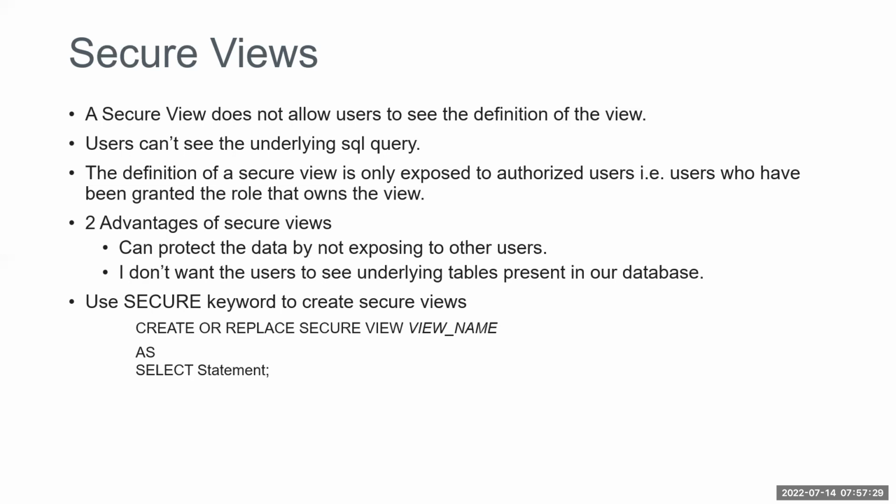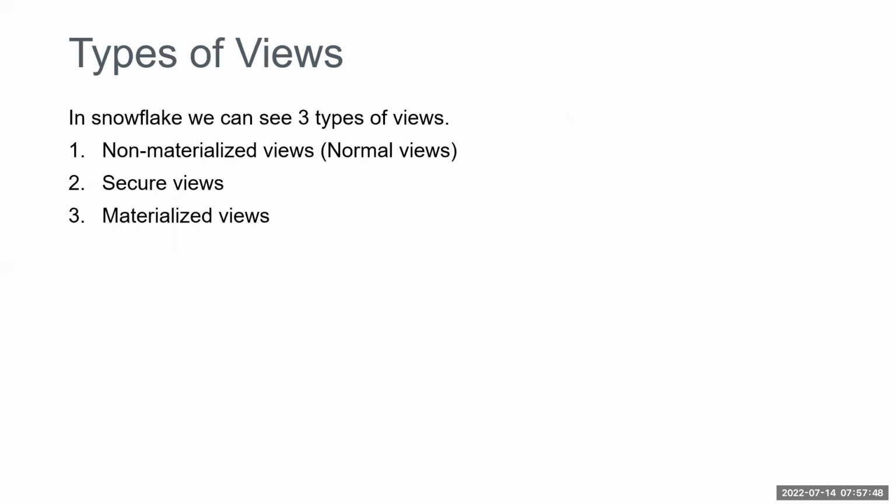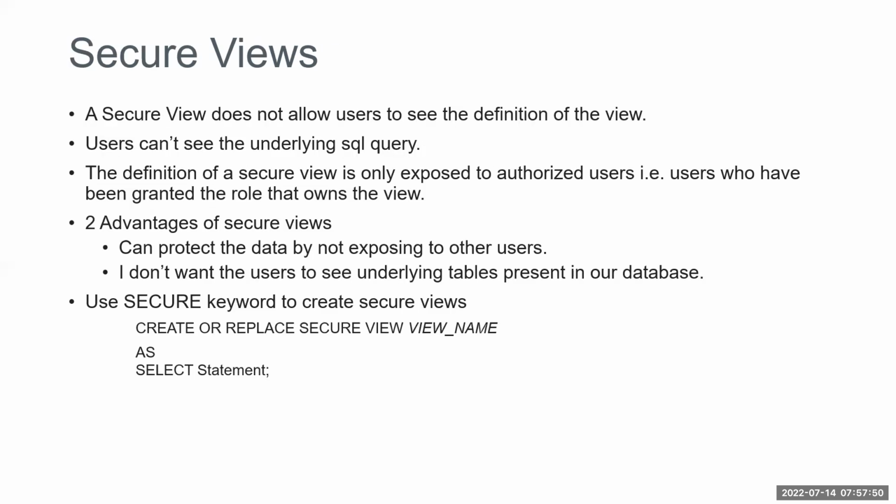So if we create a secure view, what will happen? He cannot see the definition, right? So he will not be aware of what tables are present in our database. These are the two main use cases of secure views, and mostly we create secure views in Snowflake, not normal views. The functionality is the same whenever you query the data from a secure view: at runtime it will go and fetch the data from the underlying tables. But there are two main advantages of these secure views.